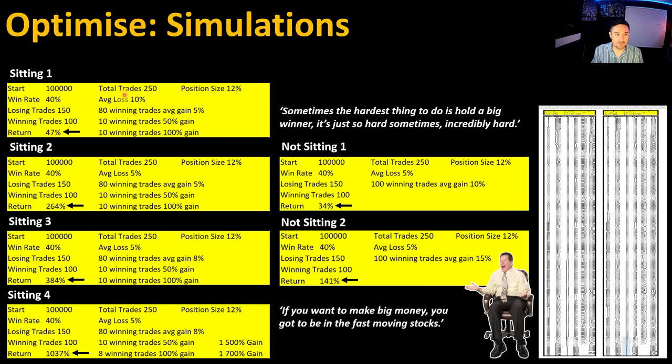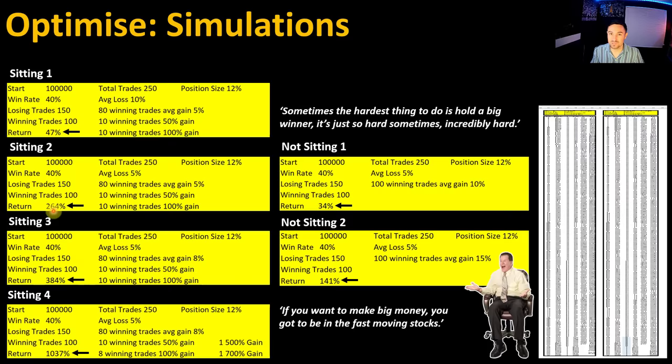Okay, now the only metric we're gonna change from setting one to setting two is we're gonna bring your average loss down from 10% to 5%. Now suddenly you return 264%. See how keeping your average loss low, so 5% instead of 10%, you've added over 200% to your return over the course of 250 trades. Then compound that out over 10 years and see what you get to.